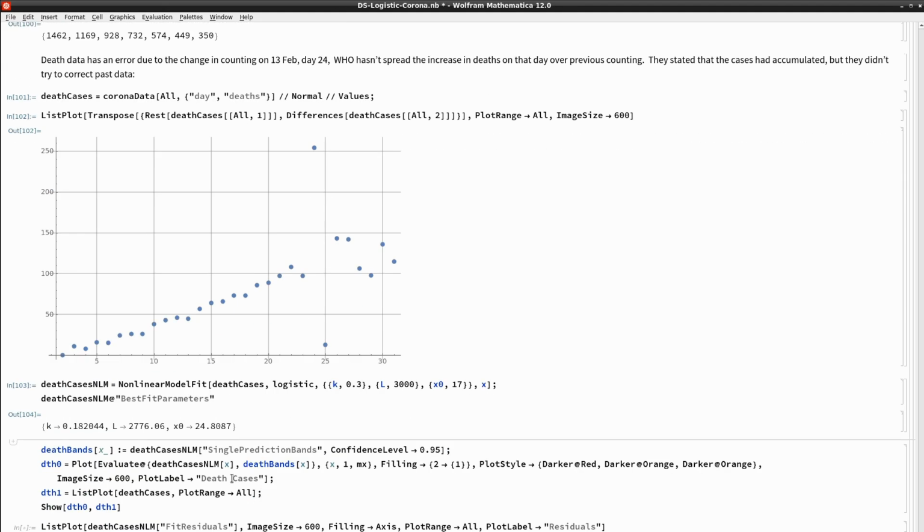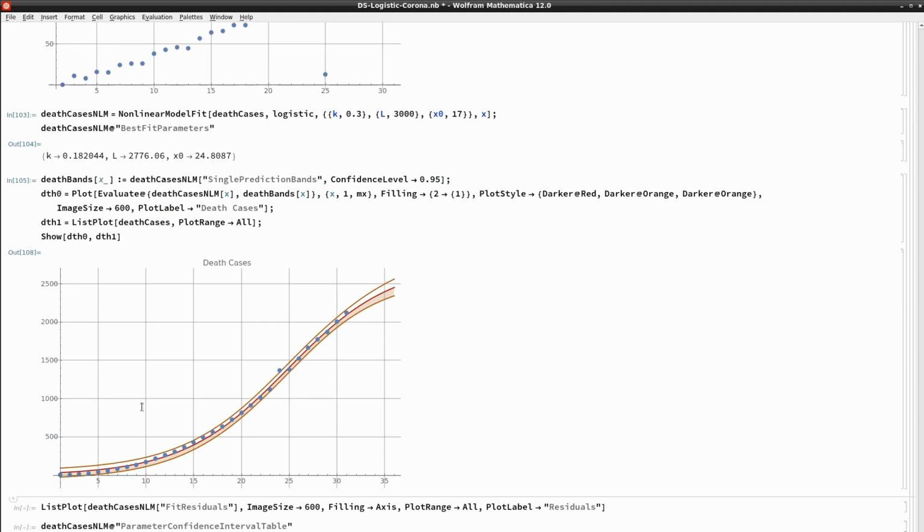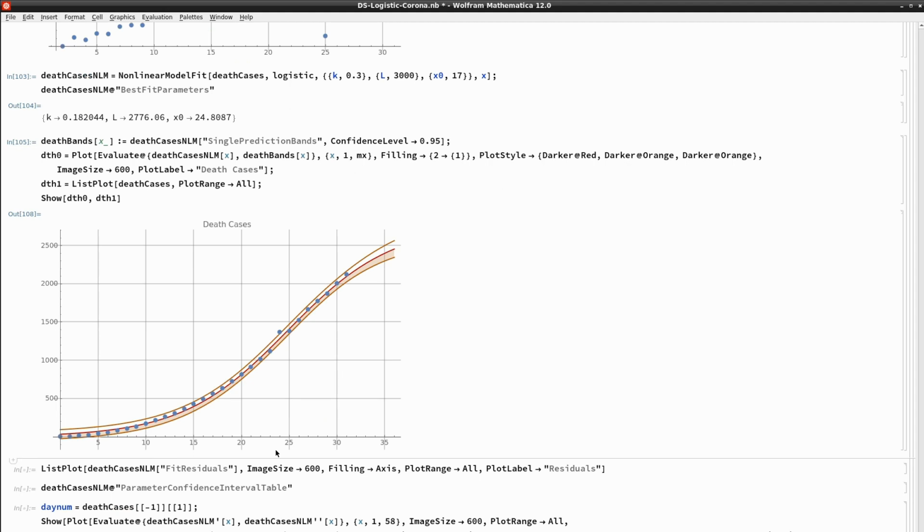So if we are now doing a nonlinear model fit on these death cases with the logistic function as our template, we're getting new parameters here for K, L, and X0. Next, let's plot it. And we're getting this curve. And I think it looks fairly good. It looks fairly nice how our logistic function models the data.